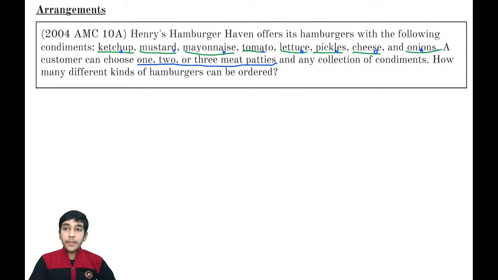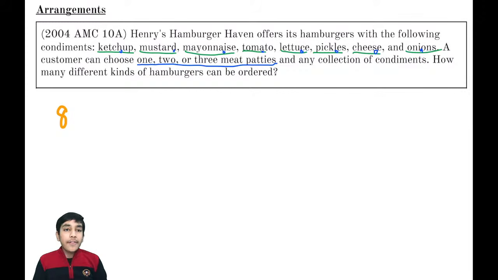Okay, so this was a simple example that we started off with. Now let me go into the solution for this problem. So the idea here is that we have 8 different condiments. And for each of the condiments, we have 2 choices. We can either include the condiment or not include the condiment.